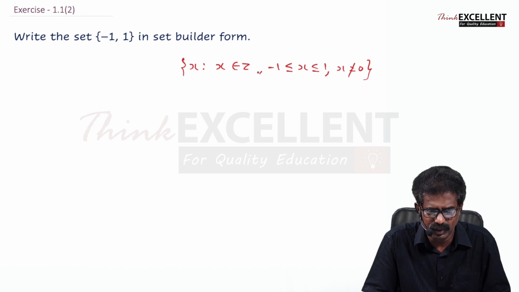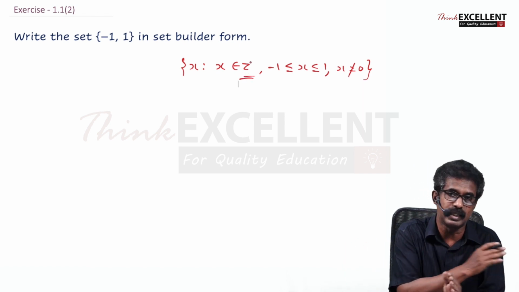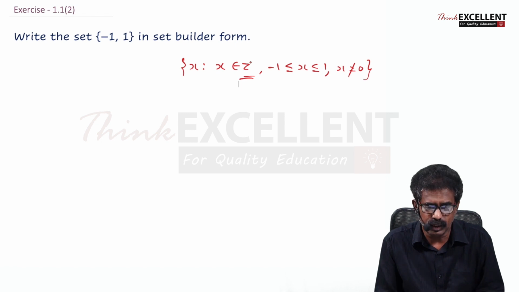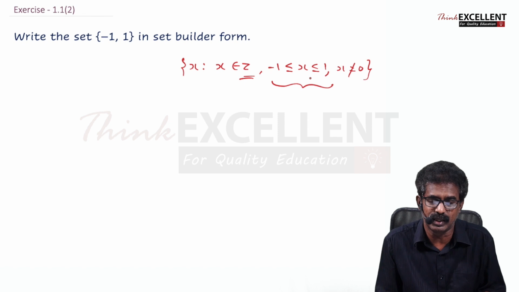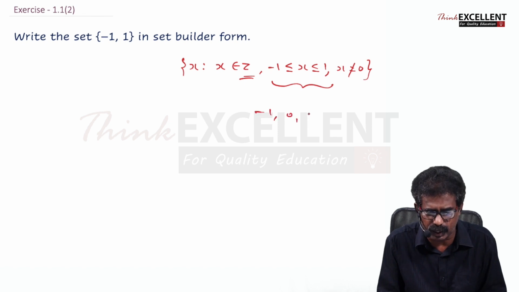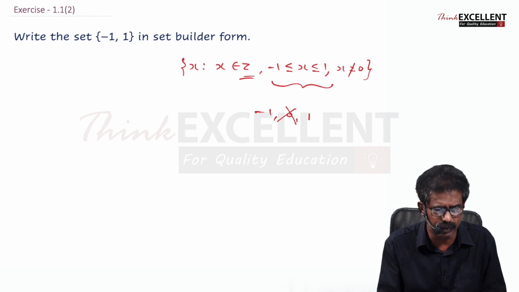Why? Integer means what? 0, 1, 2, 3, minus 1, minus 2, minus 3, etc. So here between minus 1 and 1, minus 1 and 1 are also included. So you can take minus 1, 0, 1. But the next condition says x not equal to 0, so you cannot take that. Then your answer is minus 1 and 1. Okay, that is one way.